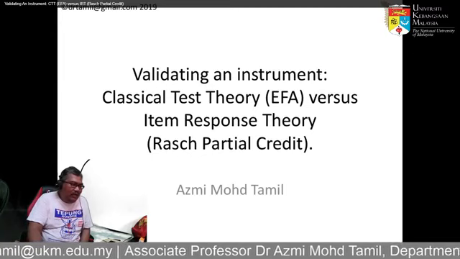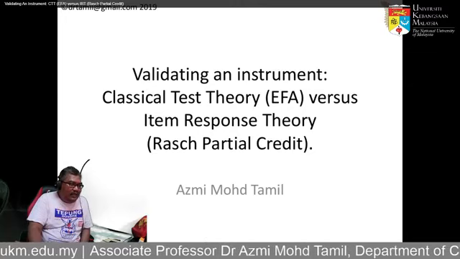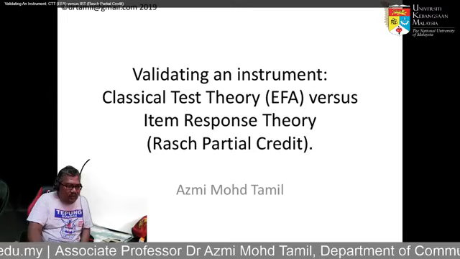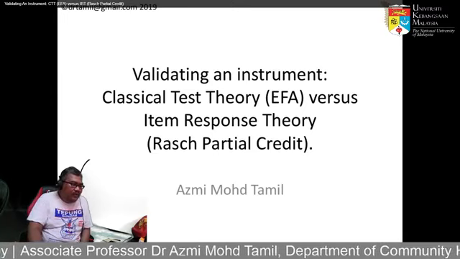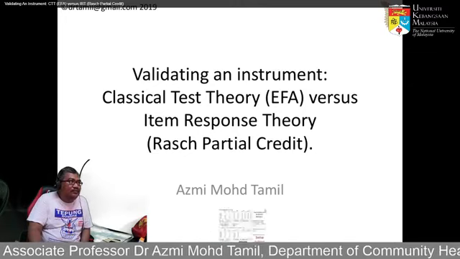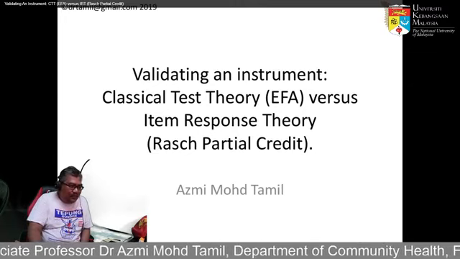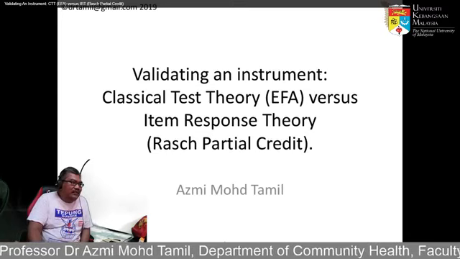Why do they call it Rasch partial credit? Because the scale that we use has two kinds of scales. One scale is based on 5. Another scale is based on 3. Okay, so that's why it is called Rasch partial credit. Okay, so let's not worry about that. Okay, let's go to the next part of the lecture.